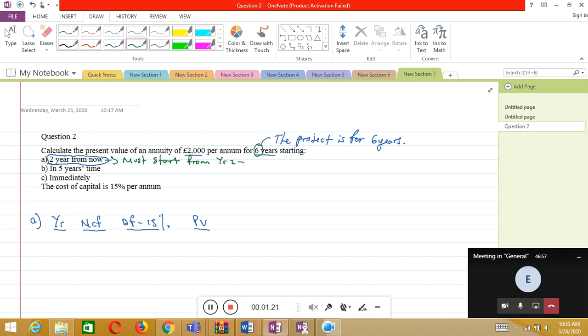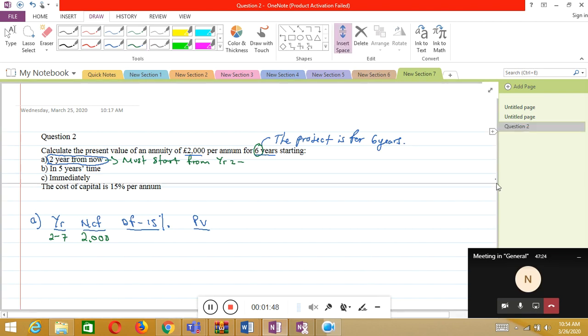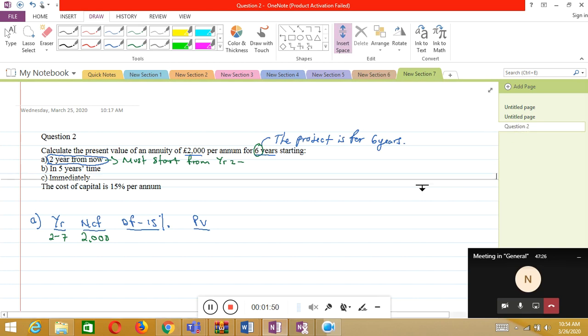Remember the project must be 6 years. So it starts from year 2 to what? You count now: 2, 3, 4, 5, 6, 7. So 2 to 7. Yes, the project must be 2 to 7. So your net cash flow is 2000. But we got a problem.